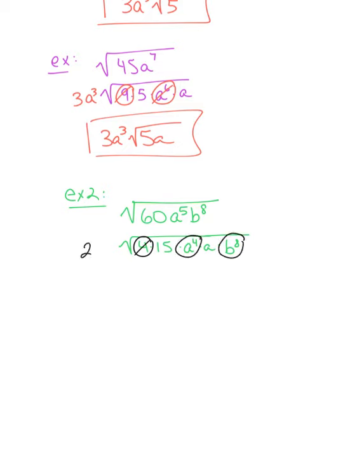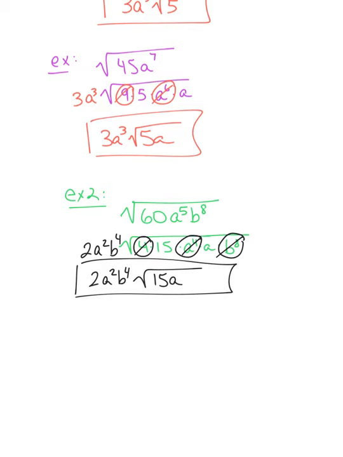So the square root of 4 comes out, it's 2. Square root of a to the 4th is a squared. Square root of b to the 8th is b to the 4th. And what remains under the radical is the 15 times the a. And outside I have 2a squared b to the 4th. Okay, take a look at another one.